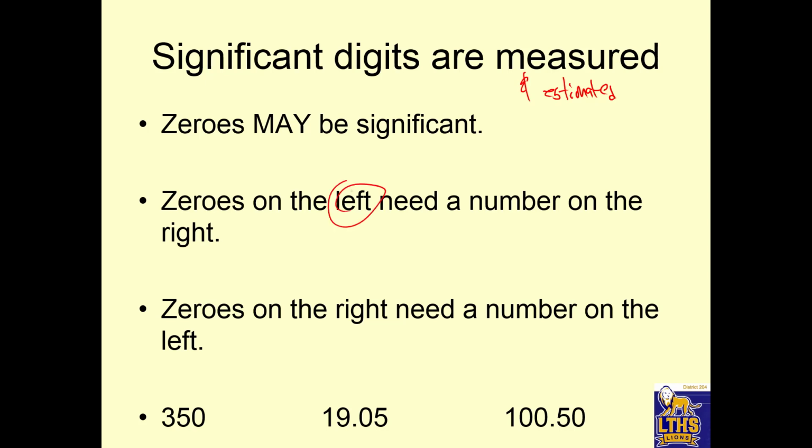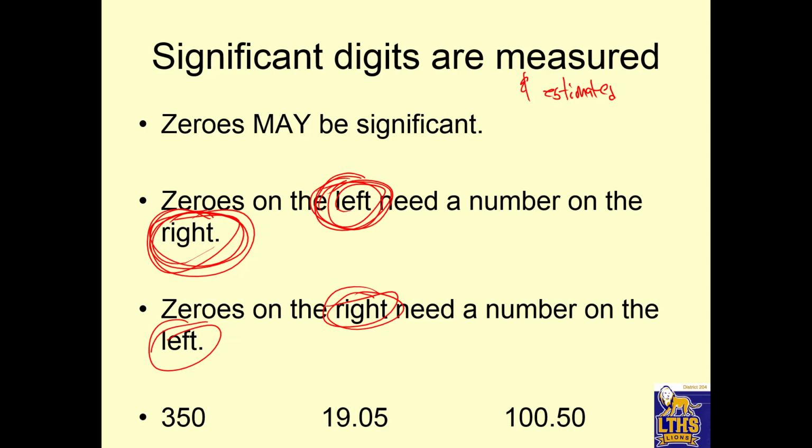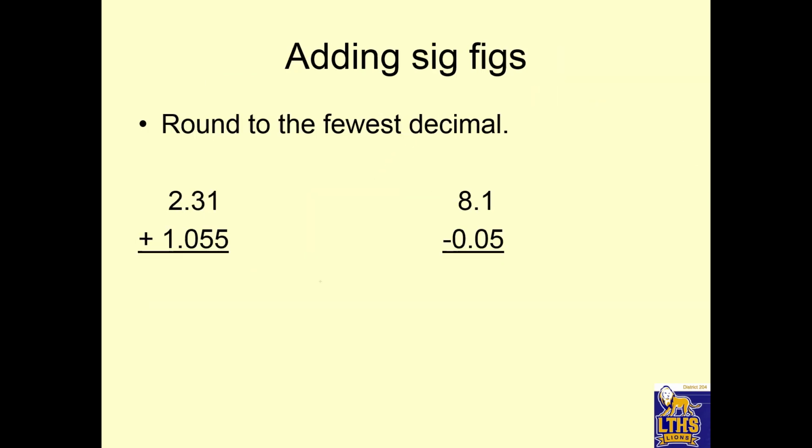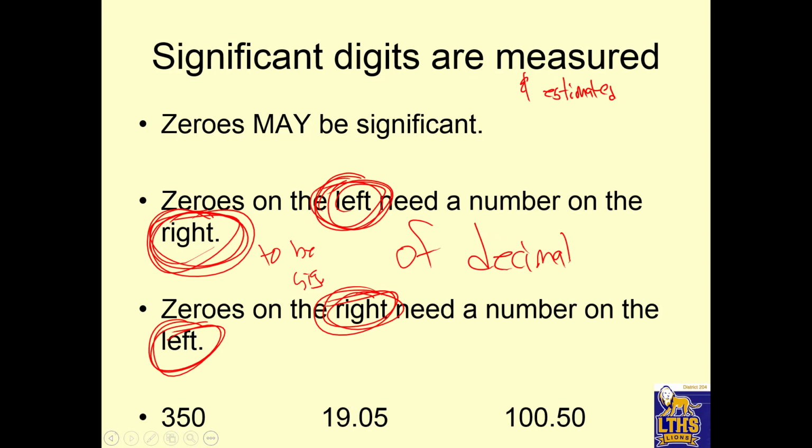Zeros on the left need a number on the right. Zeros on the right need a number on the left. Left and right of what? Of the decimal. Okay? To do what? To be significant.